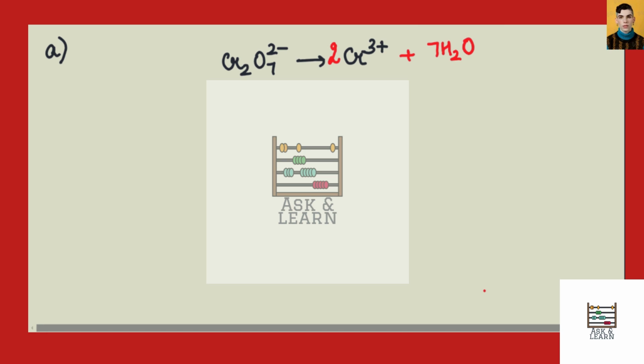And then if we have to balance the hydrogen atoms, we add H+ ions in the acidic solution. So on the right hand side we have 14 hydrogen ions, and to balance that we will add 14 H+ on the left hand side. And now we balance the charge. The overall charge on the left hand side is 12 positive, and on the right hand side is 6 positive. So to balance the charge we will add 6 electrons here. Now since the electrons are gained overall, this reaction is a reduction reaction.